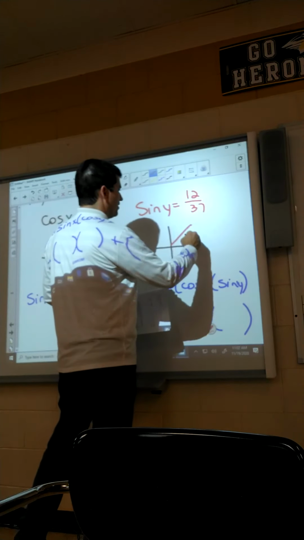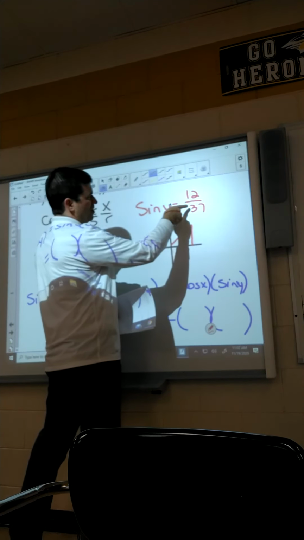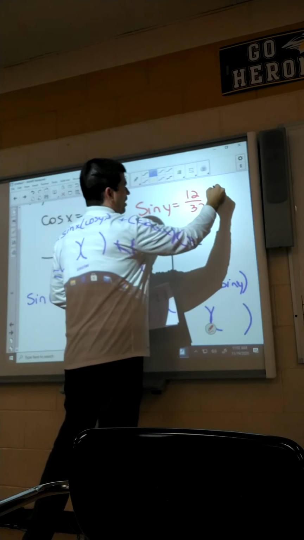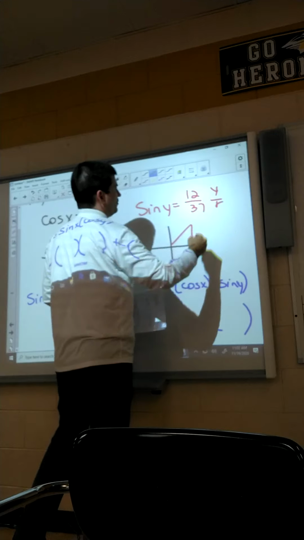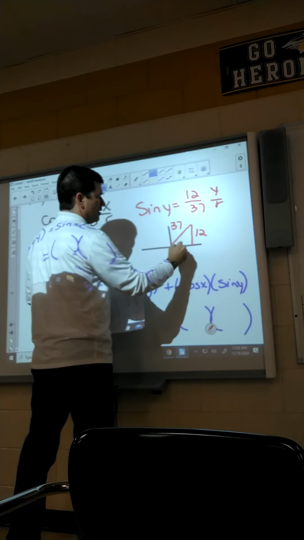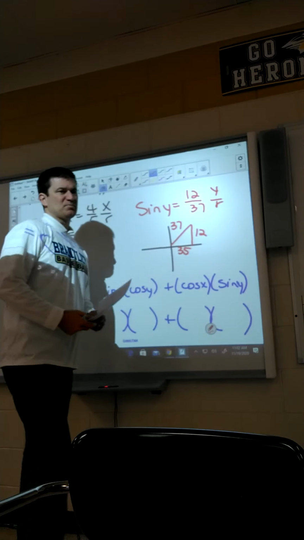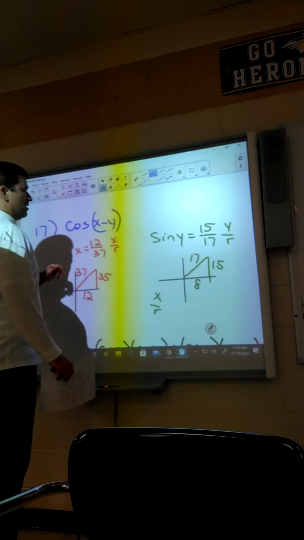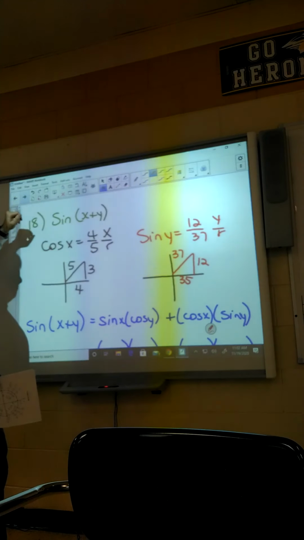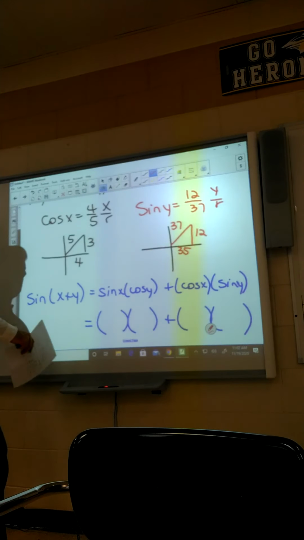Probably can't do this one in our head, although I think we had that on the last problem. It was 35. So sine is y over r. So 12 goes here, 37 goes here. Pretty sure we did that on the last problem. It was 35. I'm going to check. Yes, it was 35. So we'll just cheat and use that number again.